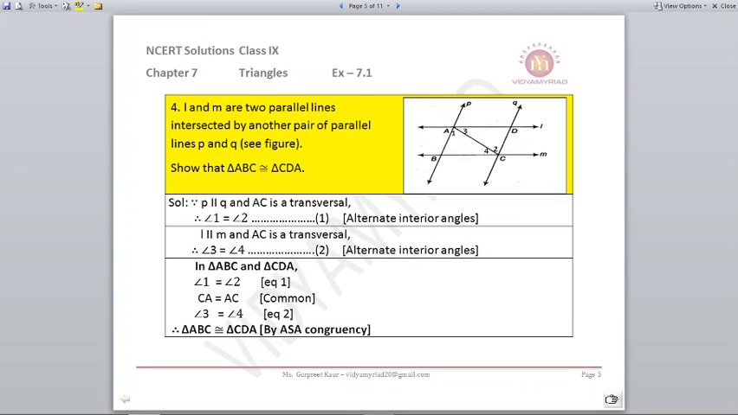Angle 1 is equal to angle 2 according to equation number 1. CA is equal to AC, that is a common line, the diagonal line in between, so I can write it as common. And number 3rd will be angle 3 is equal to angle 4, that is as per equation 2. So in all the 3 ways, our triangles are congruent by the property ASA.